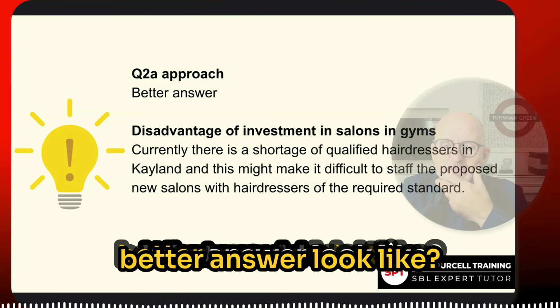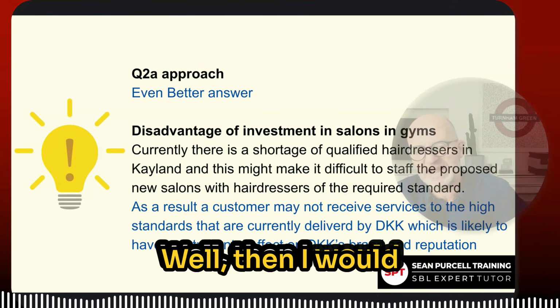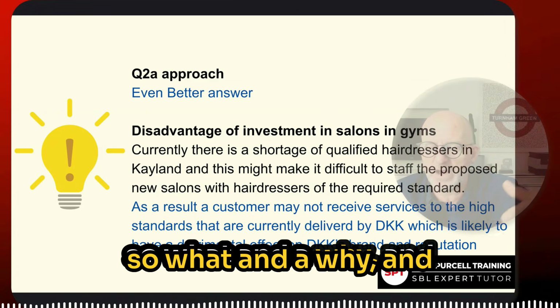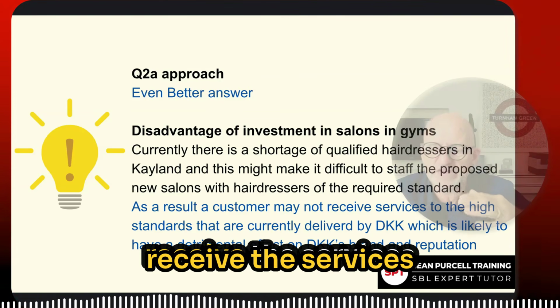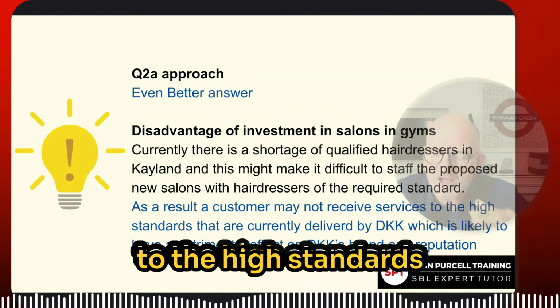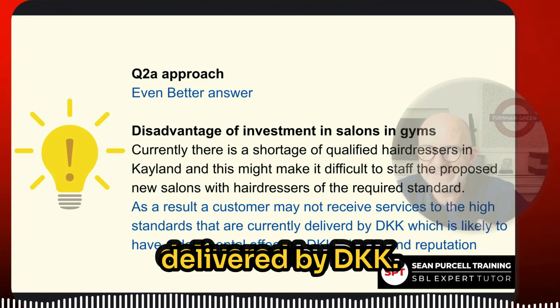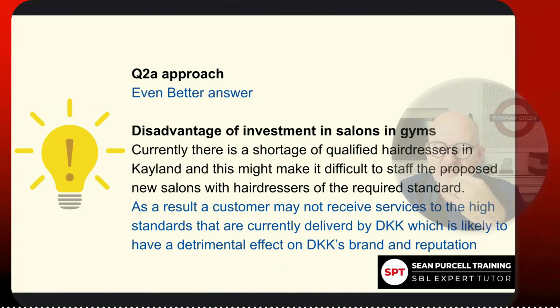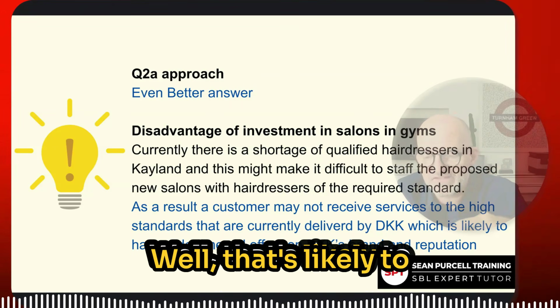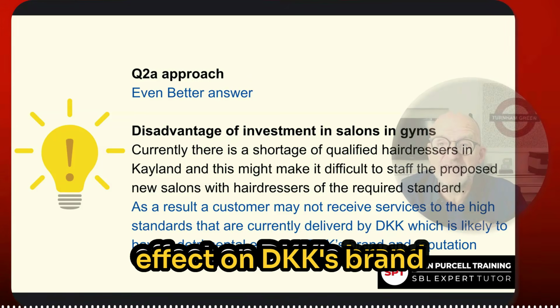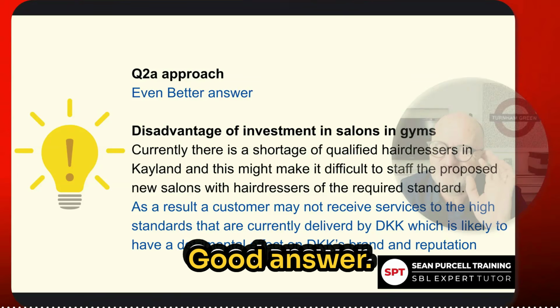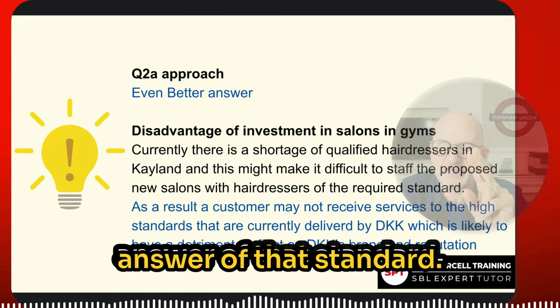Okay. What would a better answer look like? Well, then I would follow through with a so what and a why. And I would say, as a result, a customer might not receive the services to the high standards they are currently delivered by DKK. So what? Well, that's likely to have a detrimental effect on DKK's brand and its reputation. Good answer, 2 marks for an answer of that standard.